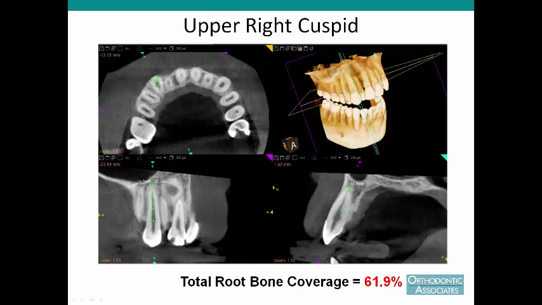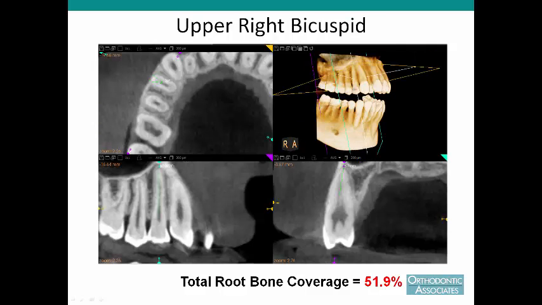Take a look at the cone beam CT of that tooth. I don't have time to go into how these measurements are derived, but the cuspid has about a 62% total root bone coverage. That means 62% of that tooth's root is covered by bone, versus the first bicuspid, which has about a 52% total root bone coverage. Now, considering the root of the cuspid is longer, there's substantially more bone around the cuspid than the first bicuspid.